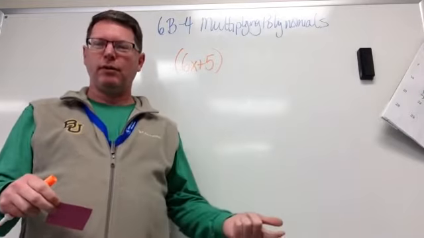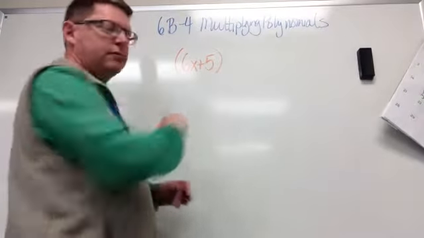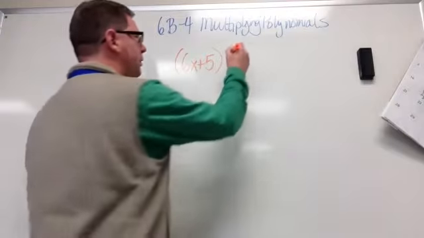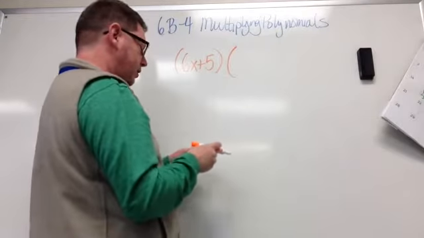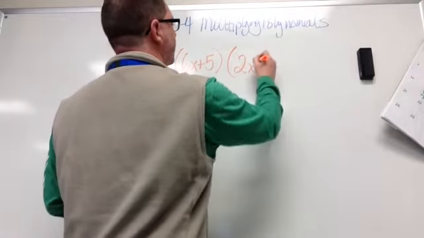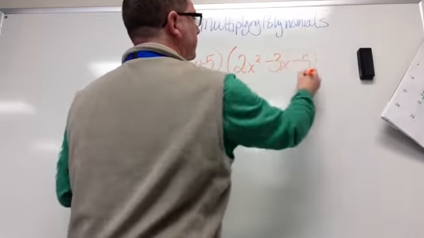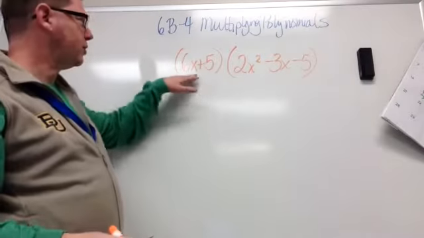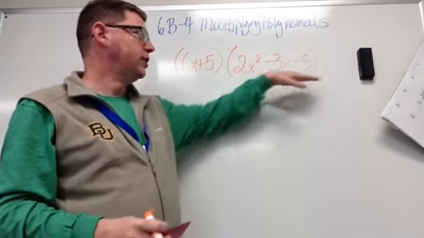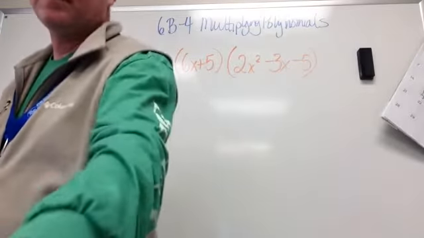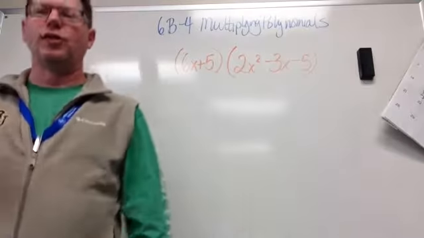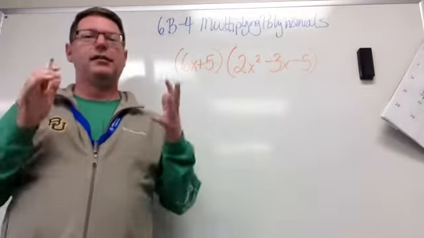Binomial by a trinomial. Okay, so I got my binomial, 6x plus 5, and I'm going to multiply it by a trinomial, which is going to be 2x squared minus 3x minus 5. Okay, binomial, 2 terms, trinomial, 3 terms. And so how do we do this? We have to stay organized. I'm telling you, stay organized.